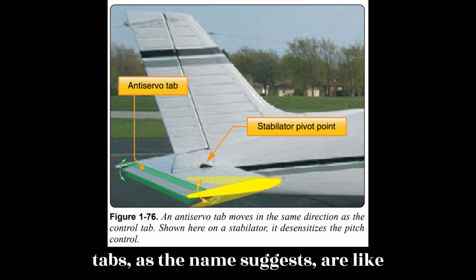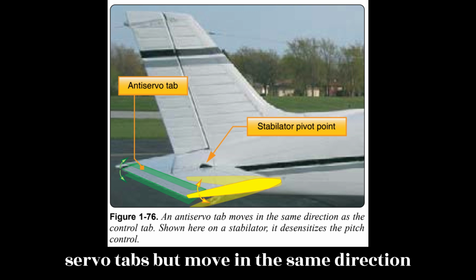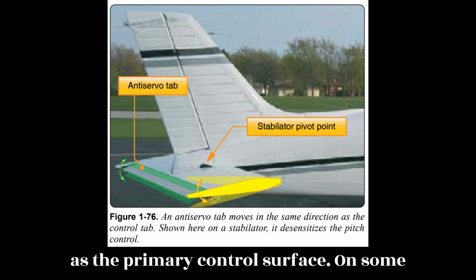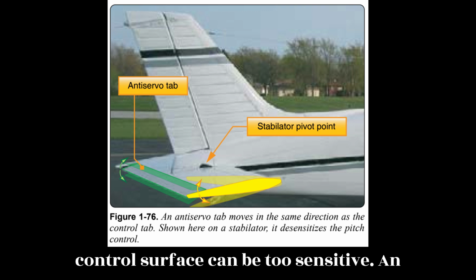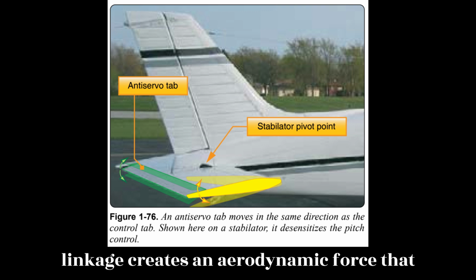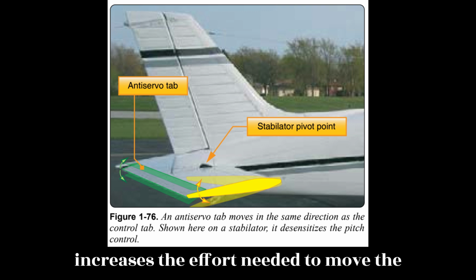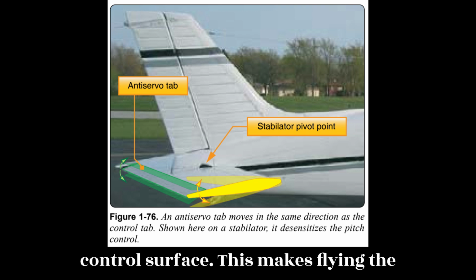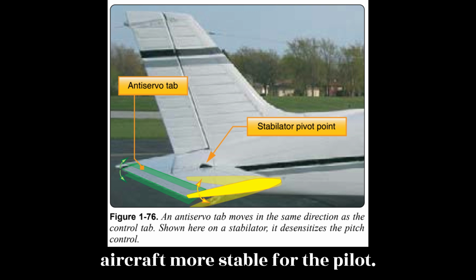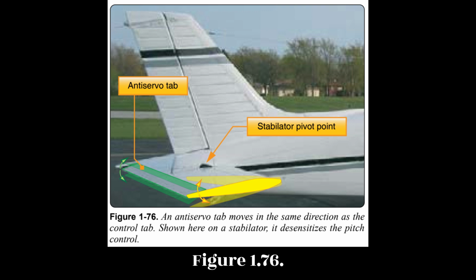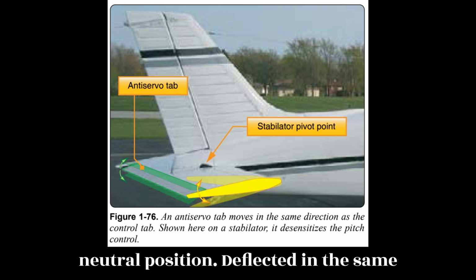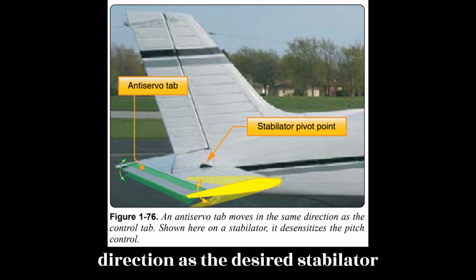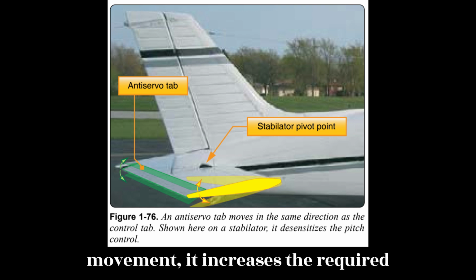Anti-servo tabs, as the name suggests, are like servo tabs but move in the same direction as the primary control surface. On some aircraft, especially those with a movable horizontal stabilizer, the input to the control surface can be too sensitive. An anti-servo tab tied through the control linkage creates an aerodynamic force that increases the effort needed to move the control surface. This makes flying the aircraft more stable for the pilot. Figure 1.76 shows an anti-servo tab in the near-neutral position. Deflected in the same direction as the desired stabilator movement, it increases the required control surface input.